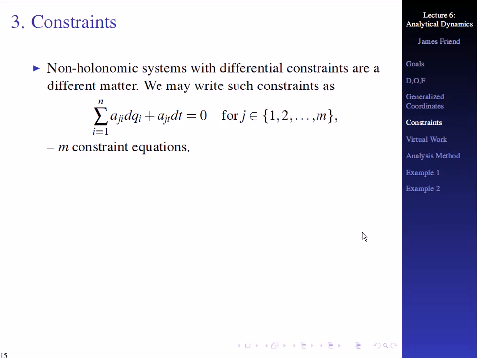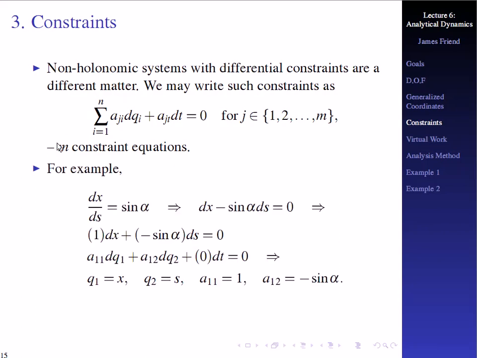We can write constraints like this. We have m constraint equations. Notice that it's not the same as degrees of freedom. The number of degrees of freedom is n, and m constraint equations, okay, there's a difference. So if we look here, we can write this out. We say that dx/ds is equal to sine alpha, which is dx minus sine alpha ds is equal to 0. And so then this is actually 1 sitting in front of this. 1 times dx plus a minus sine alpha ds. And so then a11 dq1 if q1 is x, and dq2 if that's ds.